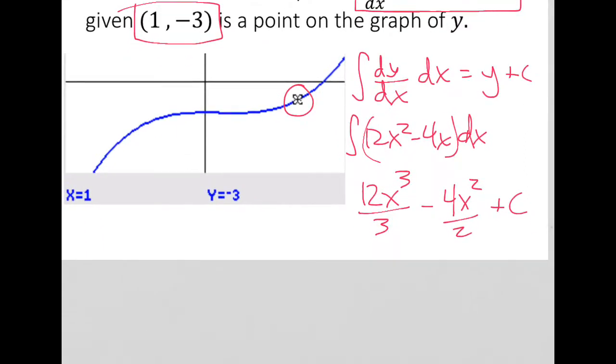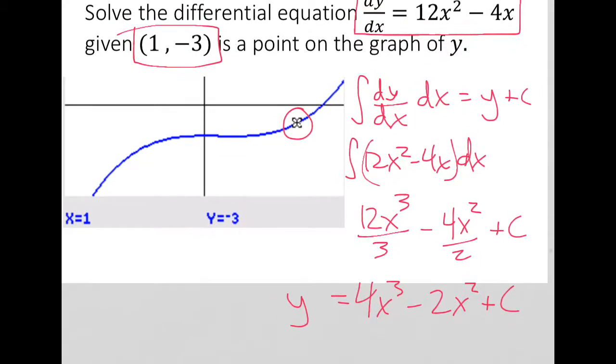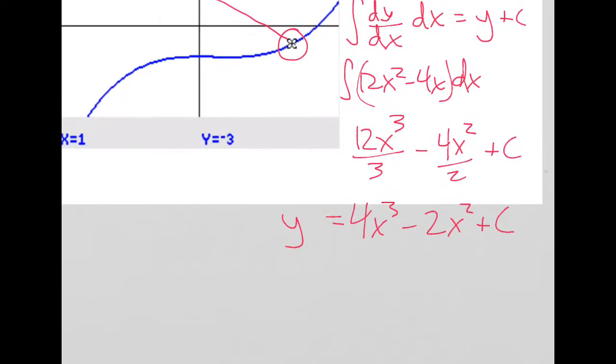And let's simplify that. 12 over 3 is 4x cubed minus 4 over 2 is 2x squared plus c. That is my function y. And what do I know about my function y? I know that this graph has this point, 1 comma negative 3. And so I'm going to plug that point in to solve for c.